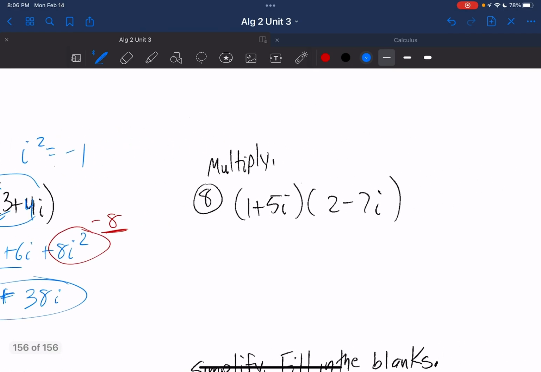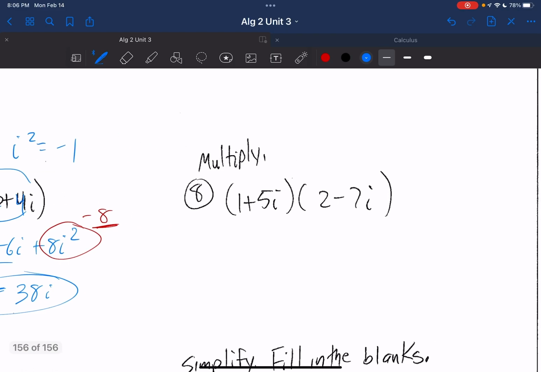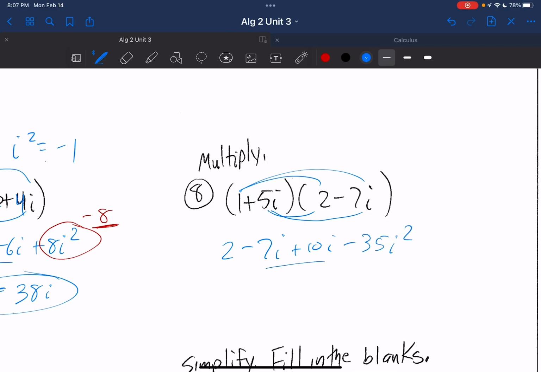The next one is the same thing, except this one has all positives and this one has a negative with it. So it gives you a chance to make sure you're doing that right. Multiplying by 1 is easy, so it's just 2 minus 7i. Then we do 10i and negative 35i squared. This part goes together to be 3i. And then this part right here, that's negative 1, but that's negative, so it's going to act like a positive 35. With the 2 in the front, that makes 37. So 37 plus 3i.